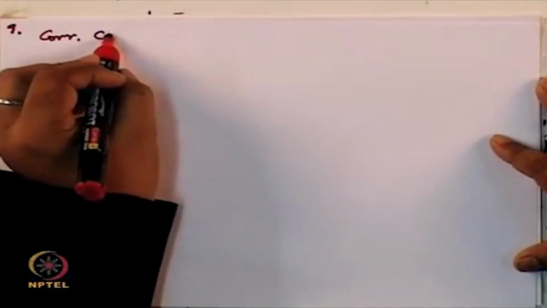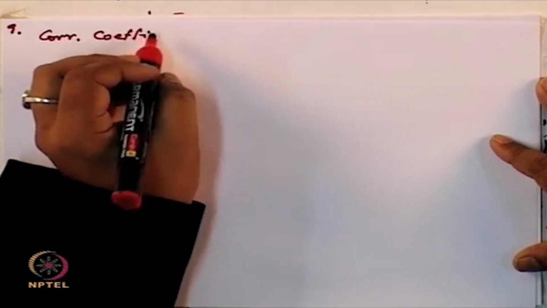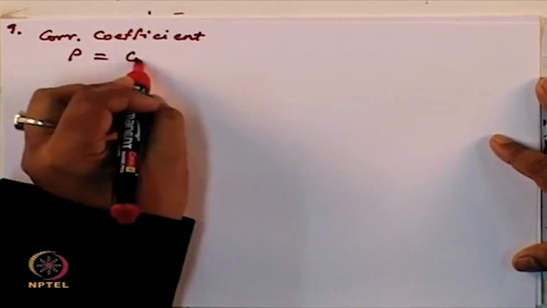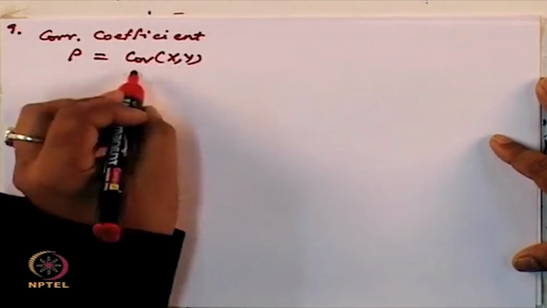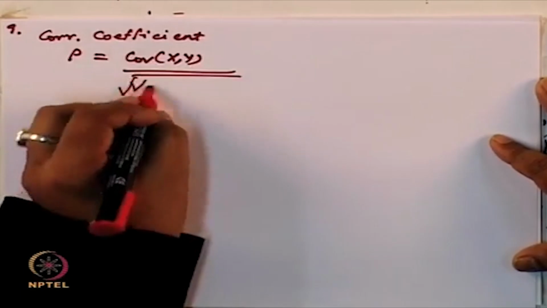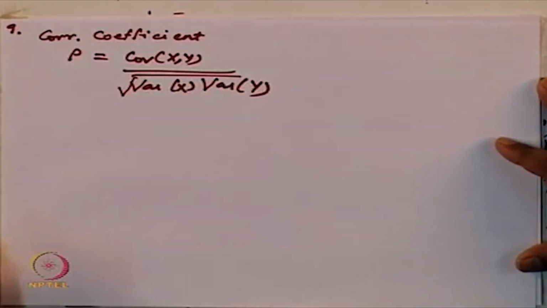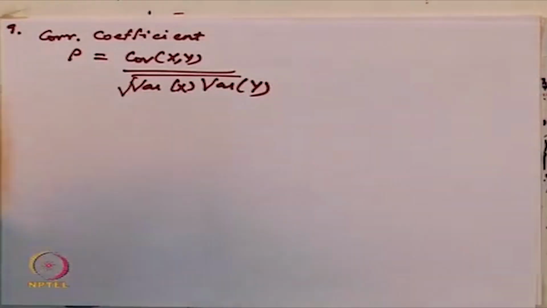So, the correlation coefficient rho is given by nothing but covariance of x comma y divided by root of var of x into var of y. Okay. So, you can see how you can make use of expectation and variance for calculating various quantities and use this to estimate the variance of a population depending on the events.